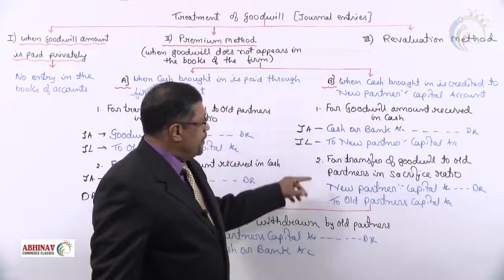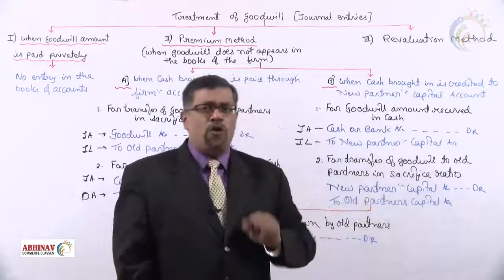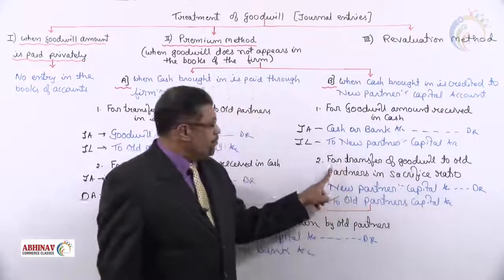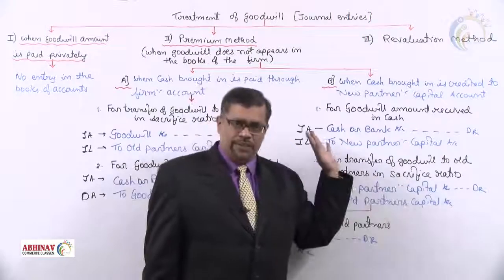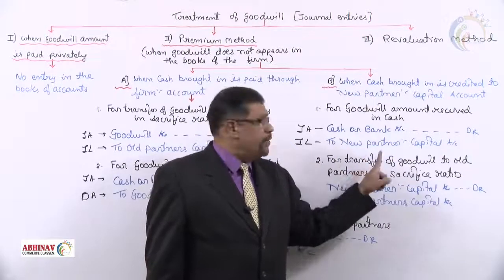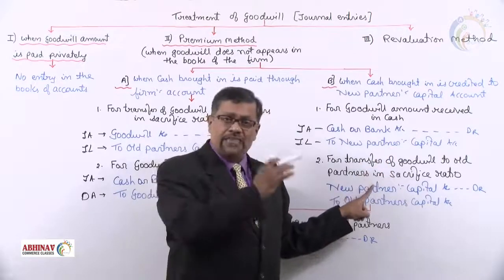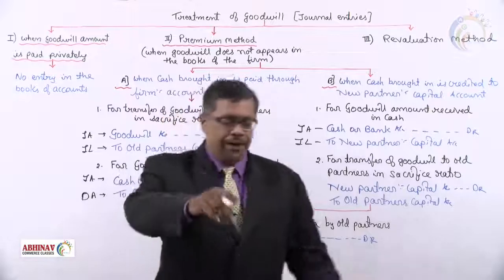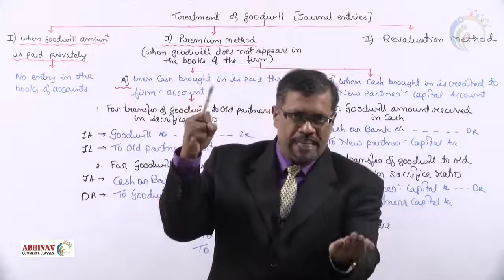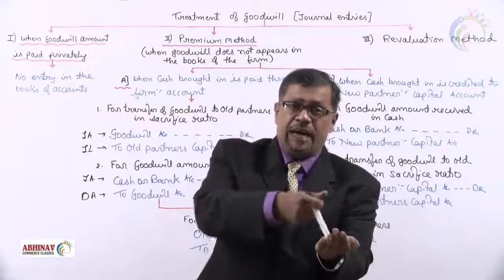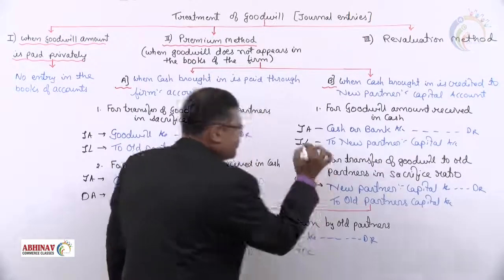Now see the next effect. This amount, what is there in new partner's account, we distribute among old partners. For that, the second entry: for transfer of goodwill to old partners in sacrifice ratio. Whatever goodwill we have taken in new partner's account on the credit side, now we transfer that to old partner's account. Here, from new partner's account, we take out the goodwill amount. So new partner's capital will decrease. Decrease in capital is decrease in liability. Decrease in liability we debit.